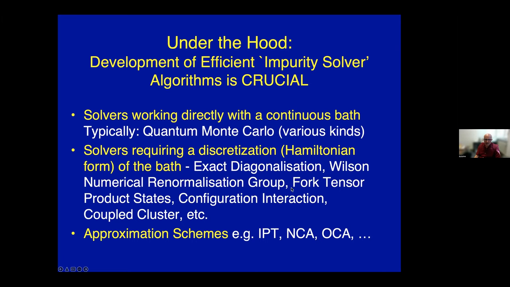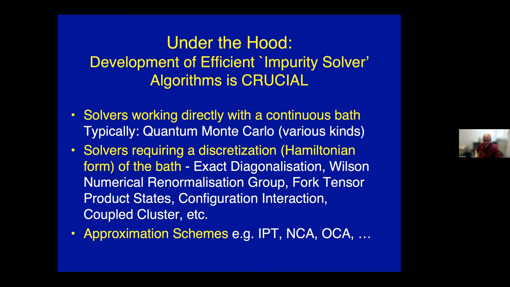There are other things being currently developed. There's been a merger with tensor network ideas, so-called fork tensor product states, FTPS algorithms, which are being developed these days and in which we have a lot of hope. So there is progress, but basically real frequency, lower temperatures, larger local Hilbert space, or number of orbitals are the front lines.